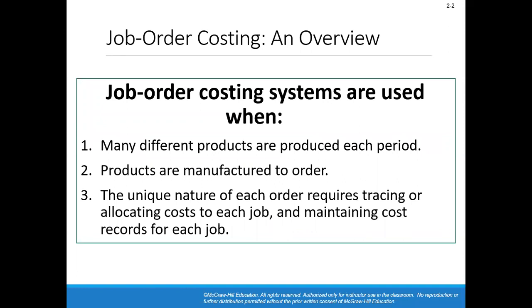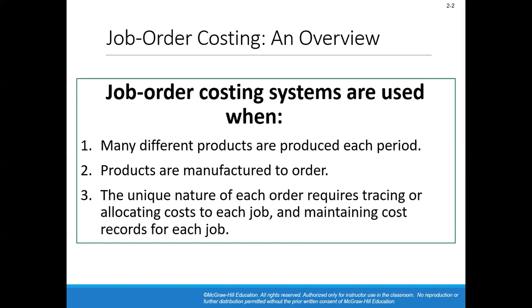So what they do, they assign the cost of the production to a job, not to a product. They assign the manufacturing cost to the job. There are some conditions where job order costing is used.